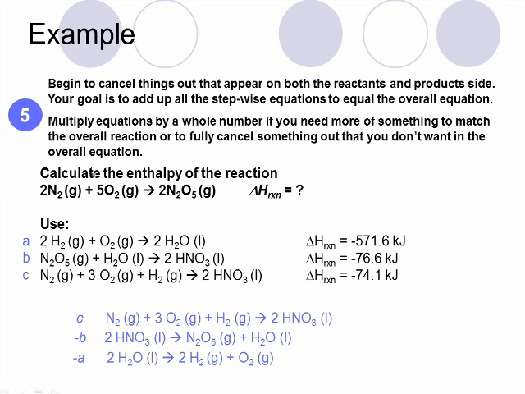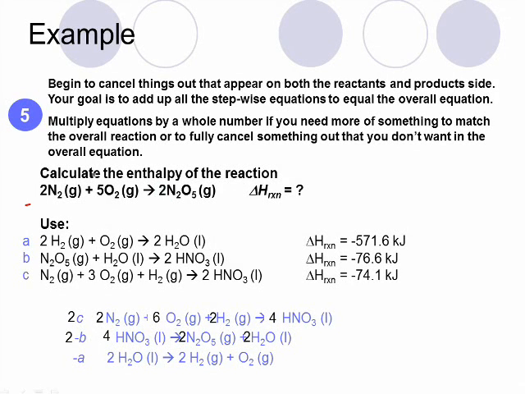Our goal is to add up all stepwise equations to equal the overall equation. Multiply the equations by a whole number if we need more of something to match the overall equation or to cancel something out. So notice the 2 there. We're going to have to multiply 2C, so we make that a 2N. That's a 6O2, 2H2, and a 4HNO3. And we notice there's a 2N2O5, so we're going to have to multiply that equation B by 2 as well to get 2N2O5 right here.